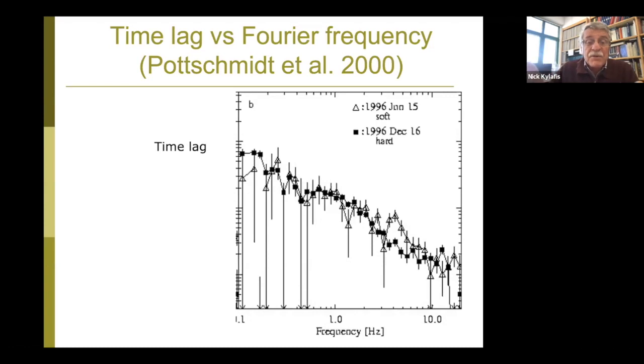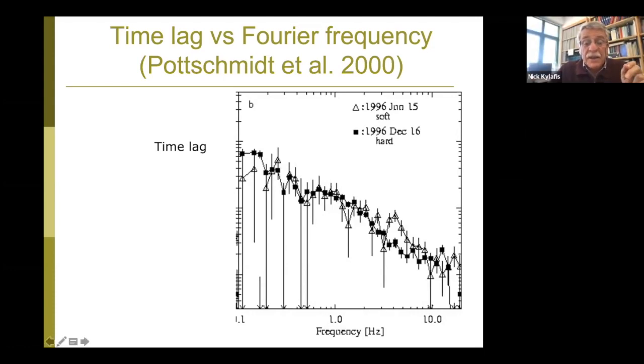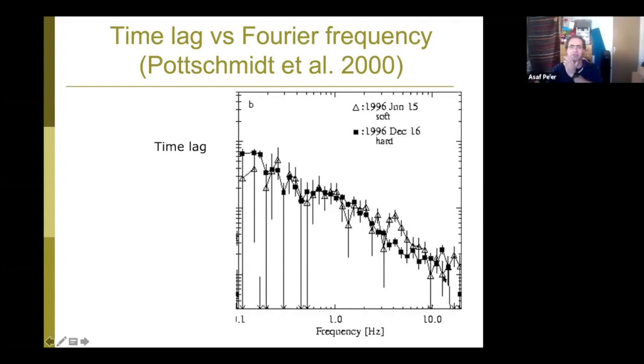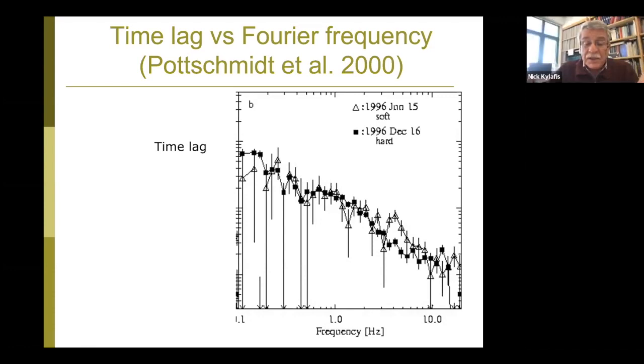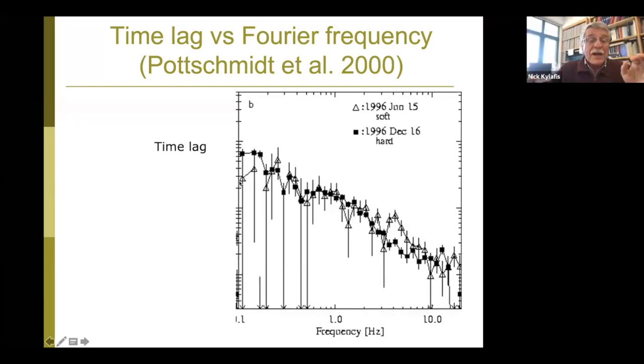So the phase function, the phase is 2 pi nu times t. And therefore, phase lag and time lag are proportional to each other. So physically speaking, do you mean that higher frequency means fast variability and low frequency means slow variability? This is an observational fact. It needs an explanation. It says that the Fourier frequency with the highest frequency, say 10 hertz, exhibits two orders of magnitude less time lag than the 0.1 hertz.